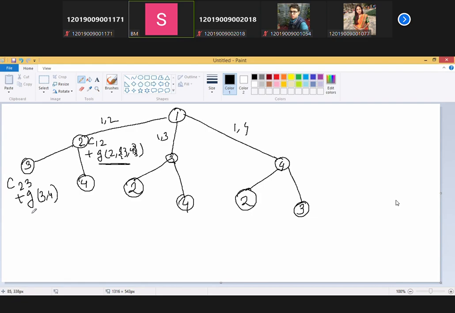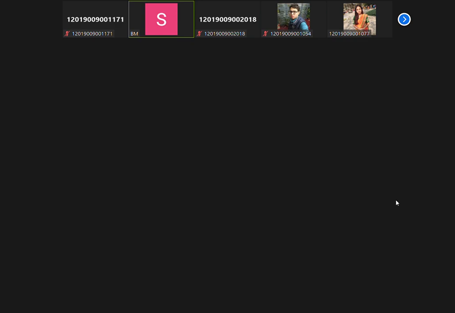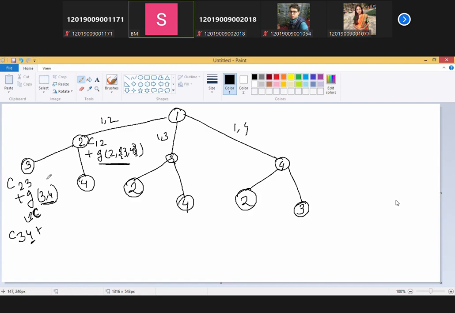Again, you divide it to g of 3, 4, meaning cost of 3, 4 plus this one, in the similar way we have continued. As I am taking it from 3 and I've already taken this, it will be nothing but the cost of 3, 4. So this way, at every phase, you will get some constant value.